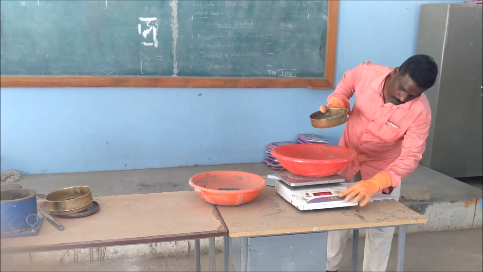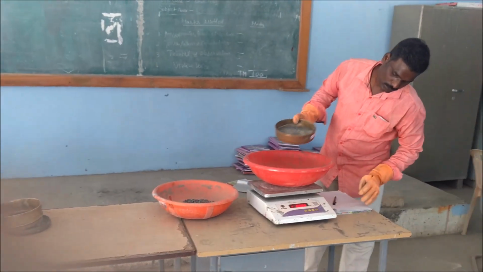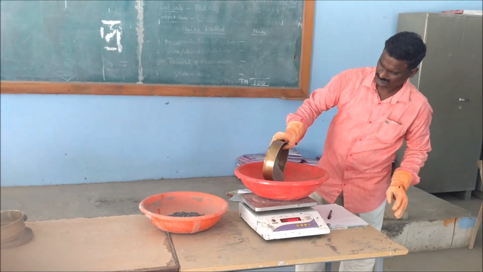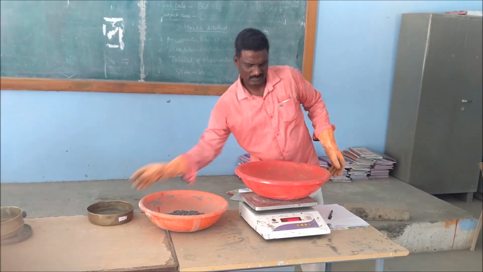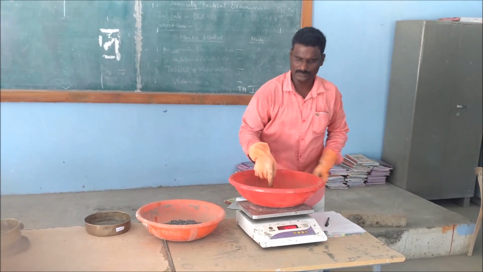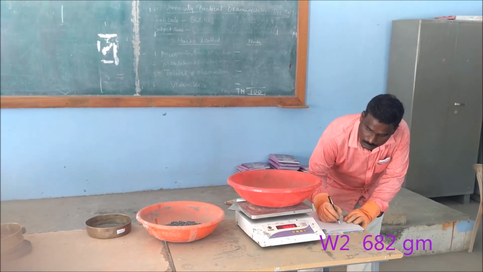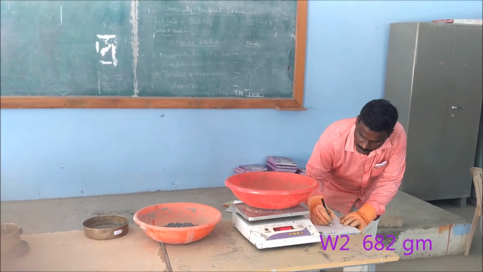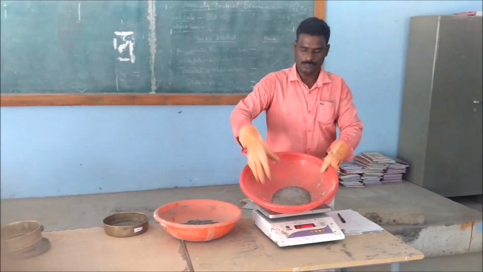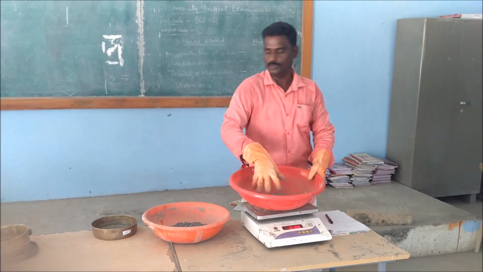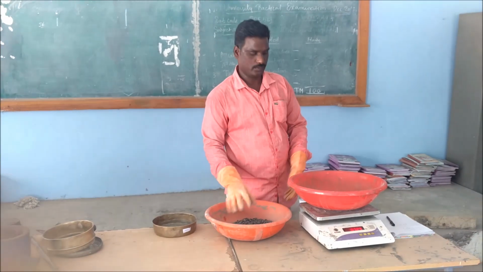Now the passed through sample is being weighed. It is tared to 0 in a pan. Now it is weighed and it is termed as W2, which is 682 grams. So W2 is 682 grams. So this is the sample which is retained.